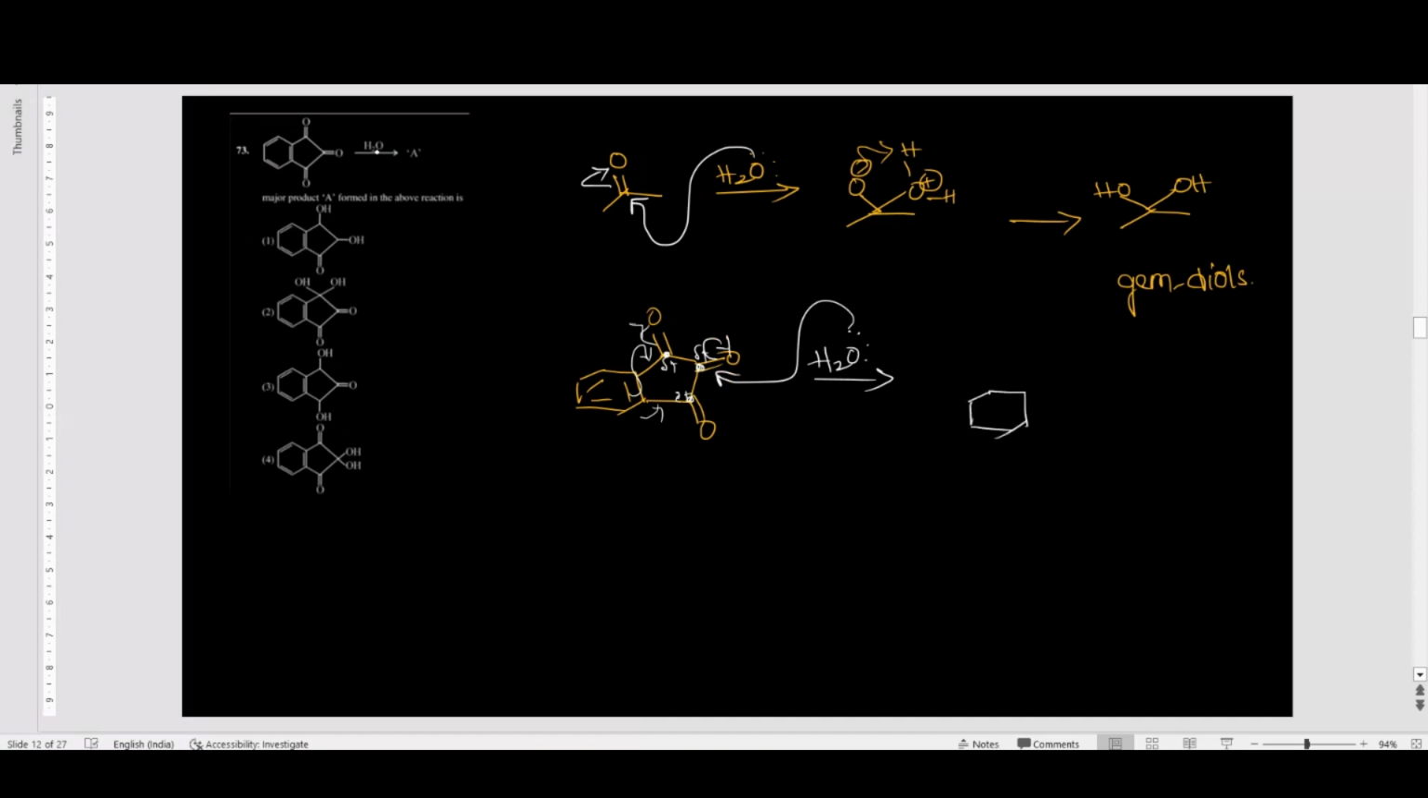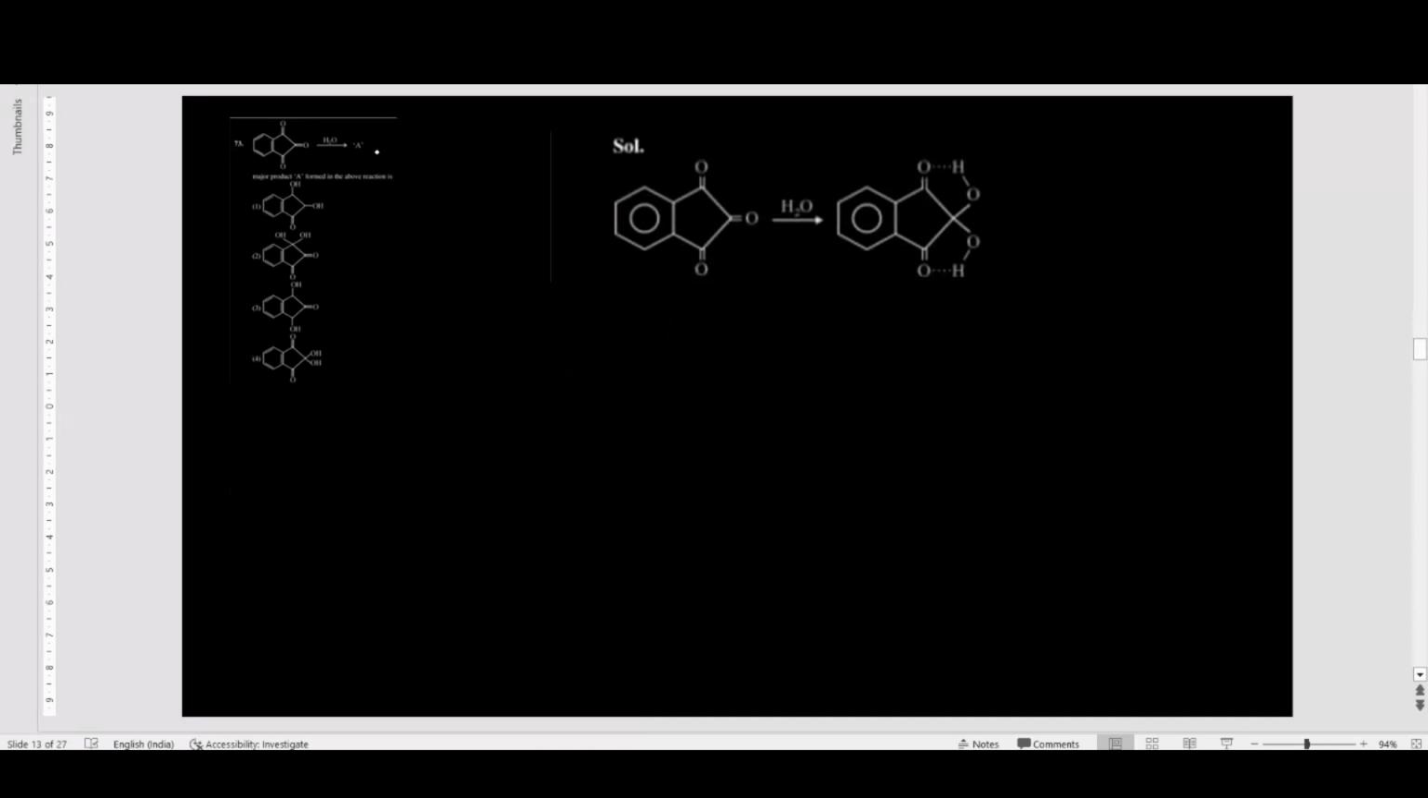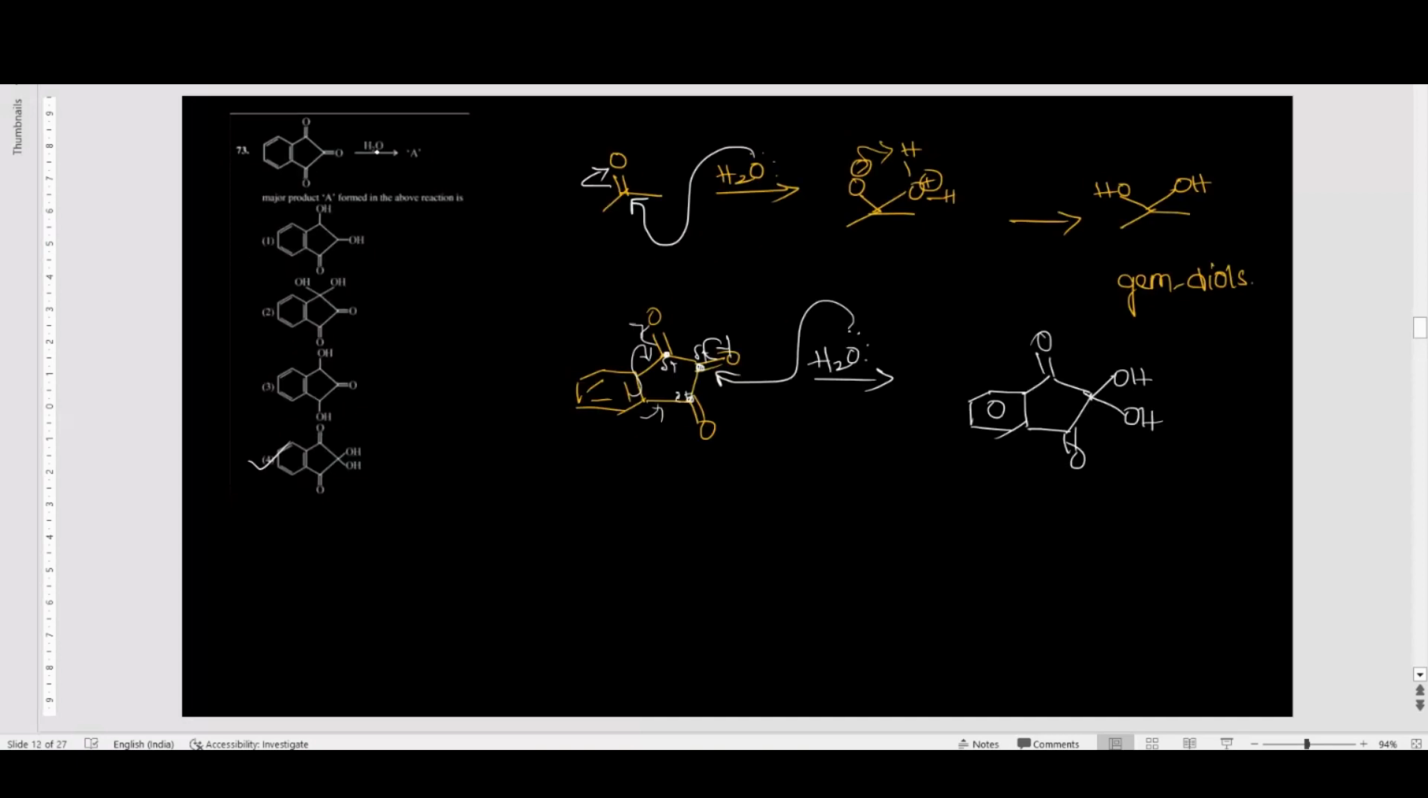So we'll get the product like this: C double bond O, OH and OH. This is our correct option. So where is our correct option? Option 4 is the correct option. So you can see the solution over here, right? And there will be a hydrogen bond also existing here, right? So yes, now let's see one more question.